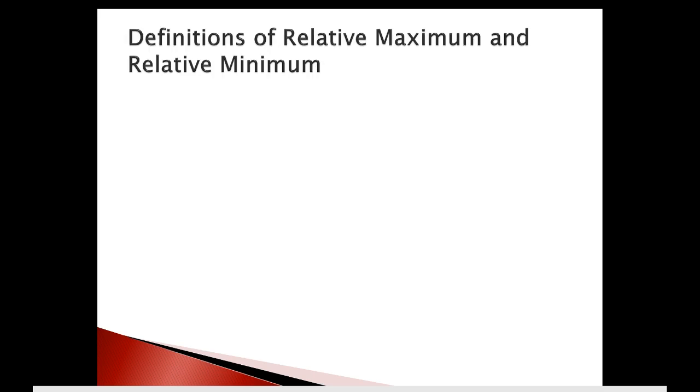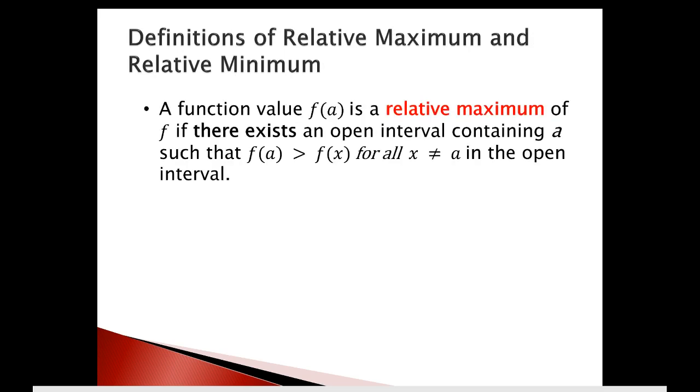Here we are going to define the relative maximum and relative minimum. If there exists an open interval containing a value a such that f of a is greater than f of x for all x not equal to a in that interval, in this case the function value f of a is called a relative maximum.